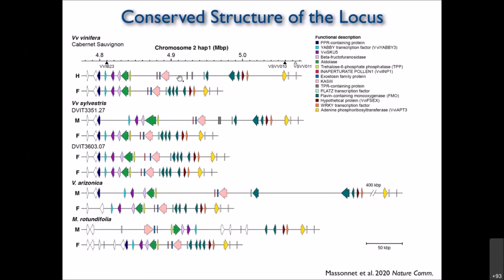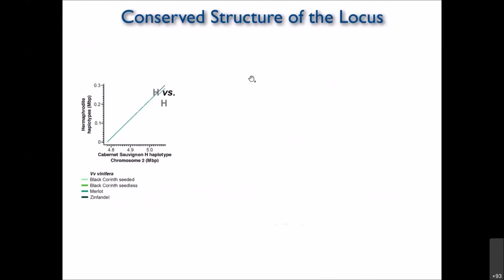Again, I'm not going to go into the details of this, but there are a few things you can see right away. Here's a male haplotype from a wild plant. Here's a female haplotype, and you can see there are big differences in length. That seems to be consistent across the different male and female haplotypes. The hermaphrodite haplotypes are also long. You can do silly things like this and compare the Cabernet Sauvignon H haplotype to other hermaphroditic haplotypes, and they're all about the same length.